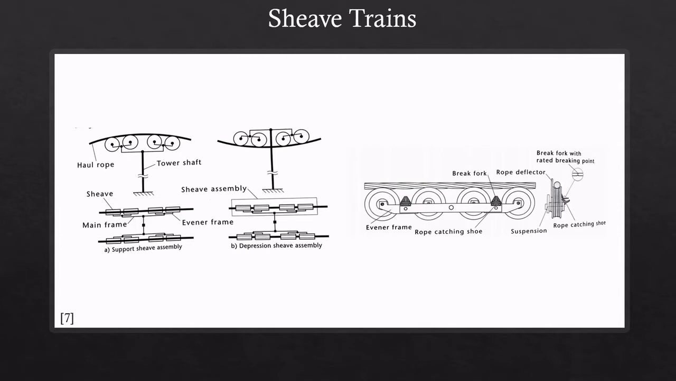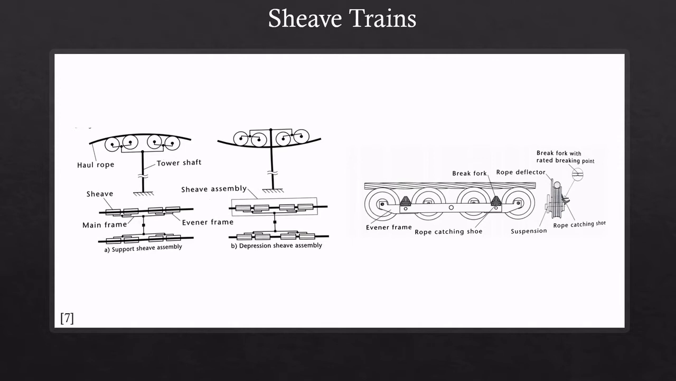These diagrams show some various different aspects of shiv trains. Shivs come in pairs of two that are connected with a bracket called the evener frame. The evener frames are then connected to the main frame of the shiv train. This allows the shivs to move in such a way that creates the desired curve for the haul rope smoothly over the towers. There are two types of shiv assemblies shown here: support shiv assemblies and depression shiv assemblies.